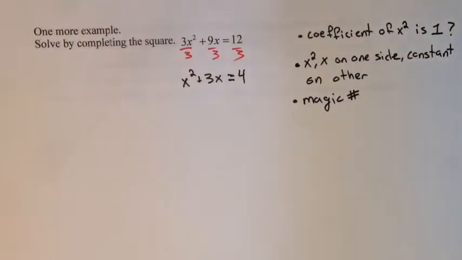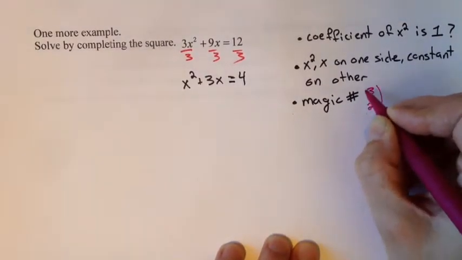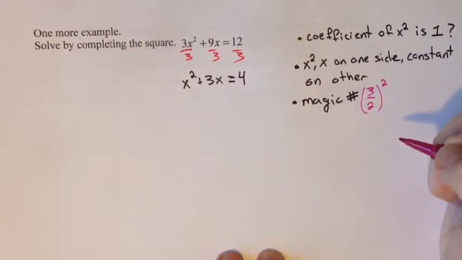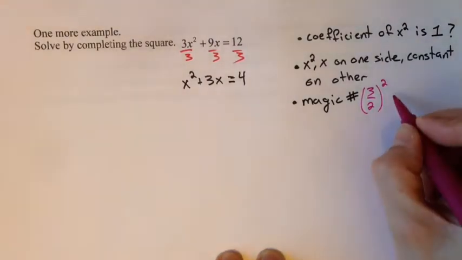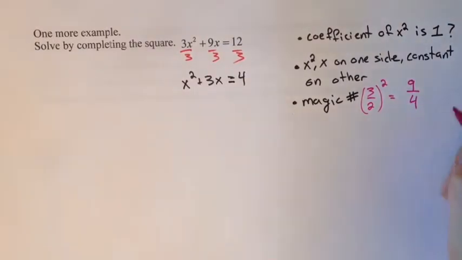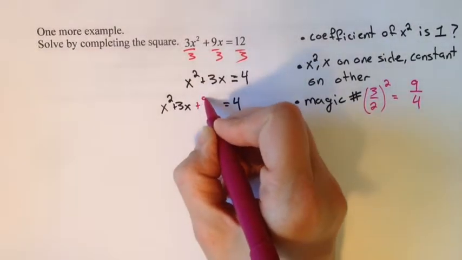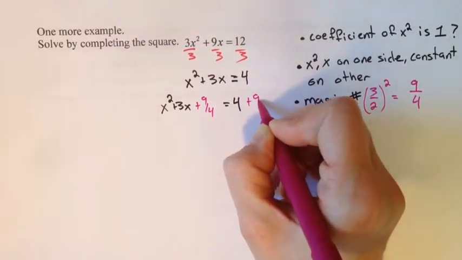So I take my b, which is 3, divide by 2, and then square. Now, 3 divided by 2 isn't actually a super nice number, so we're just going to go straight to squaring and make this 9/4 as my magic number. So I'll go ahead and add that to both sides. So I add my 9/4 to both sides.